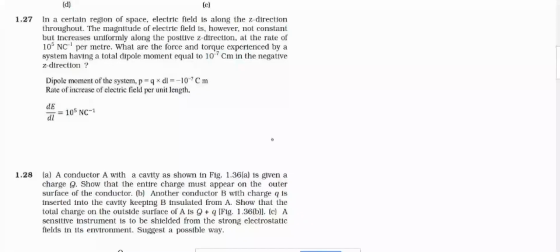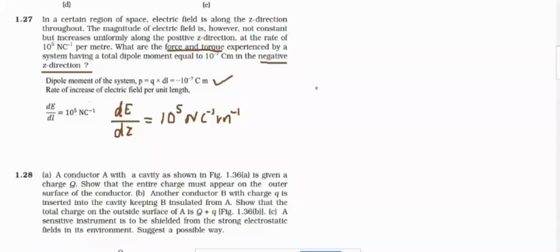Now question 27. In a certain region of space, the electric field is along the z-axis throughout. The magnitude of the electric field is, however, not constant but increases uniformly along the positive z direction at the rate of 10^5 Newton per Coulomb per meter. That is the rate of change of electric field along the z-axis, dE/dz, is given as 10^5 Newton per Coulomb per meter. What is the force and torque experienced by a system having a total dipole moment of 10^-7 Coulomb meter in the negative z direction? The dipole moment is acting along the negative z direction.